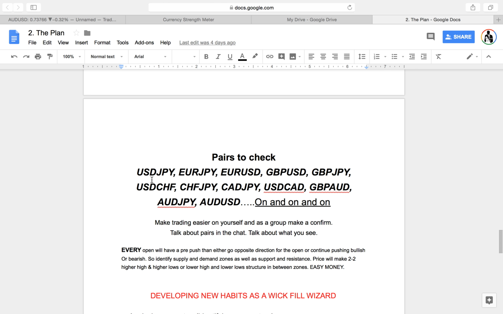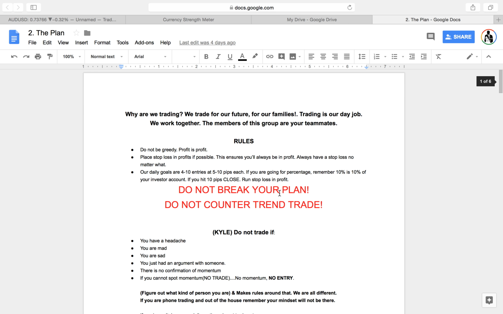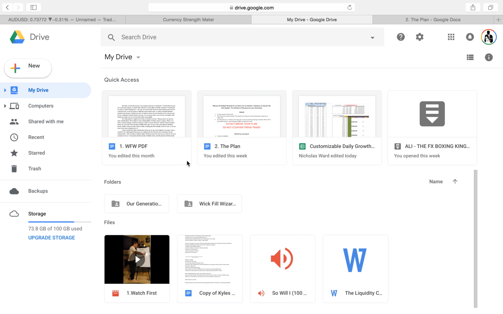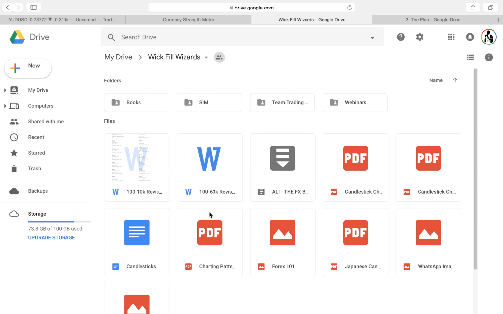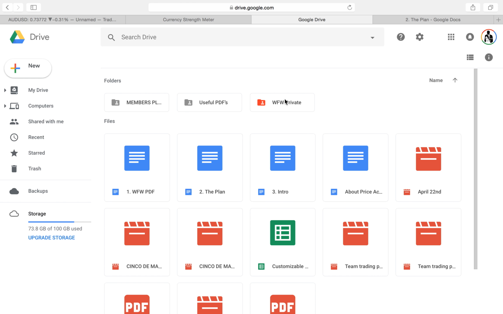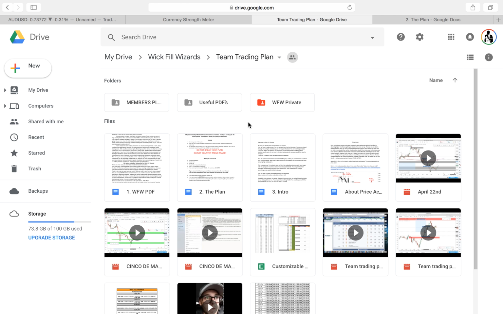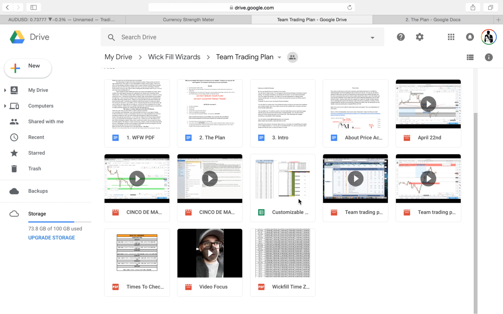Pairs to check, I just have a list. Yada, yada, whatever. I mean, we just have strict rules that we like to follow. That's it. Just strict little rules. I have a template. I'm just going to give you a walk into my drive right now. Just all kinds of stuff that we have. This is accumulation of tons of different traders, tons of strategies, tons of useful PDFs. This is tons of my custom work.